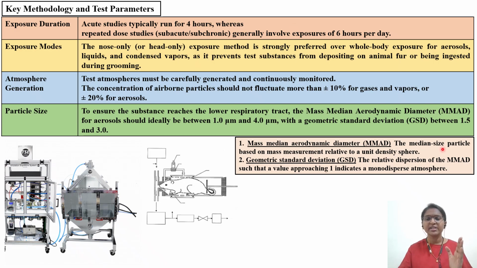MMAD is the median size particle based on mass measurement relative to the unit density sphere. And coming to the geometric standard deviation, it is the relative dispersion of this MMAD, such that a value approaching 1 indicates a monodispersed aerosol. Whatever the atmosphere in which the animal is exposed, the concentration of that particular chemical should be monodispersed in the air. It should not be that the test item is concentrated only in the corners, or that it is more concentrated towards the nozzle, like that. We'll discuss in detail in some other video how to do inhalation toxicology, because it's a very big topic by itself.